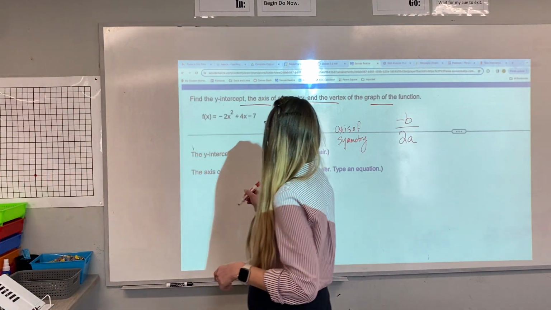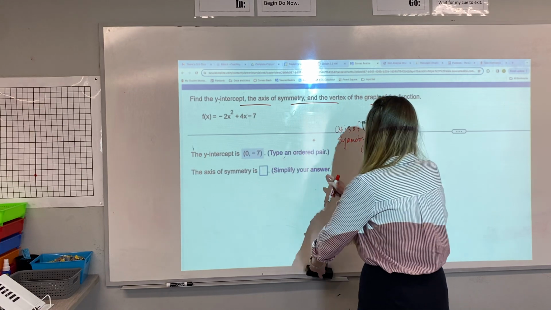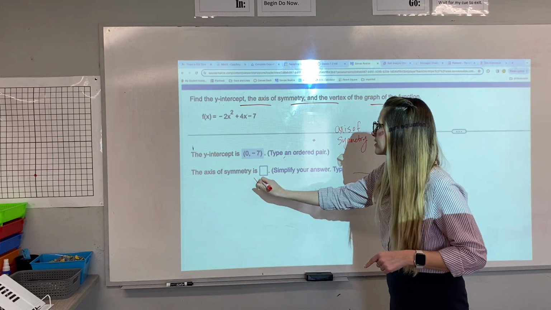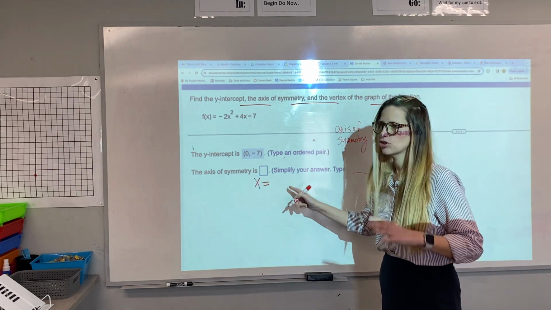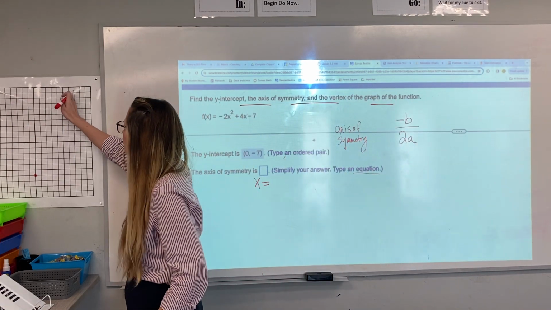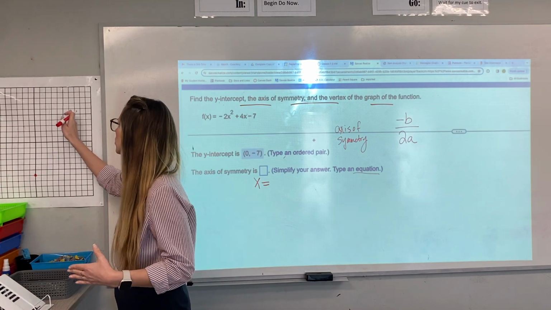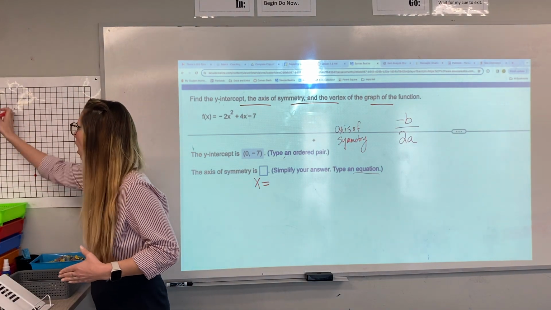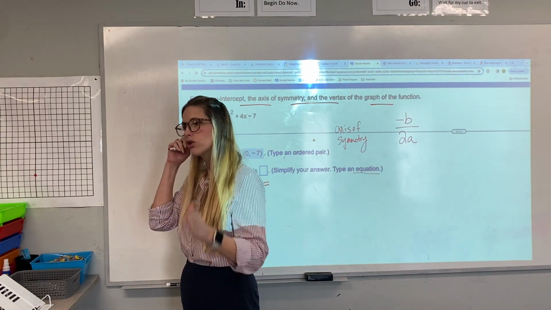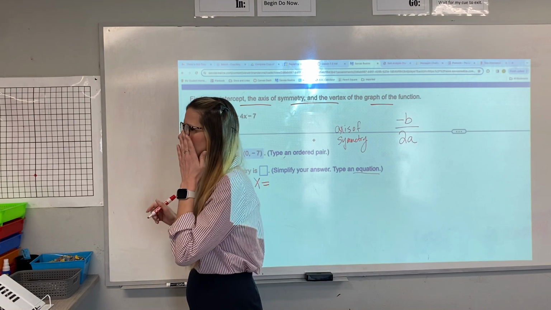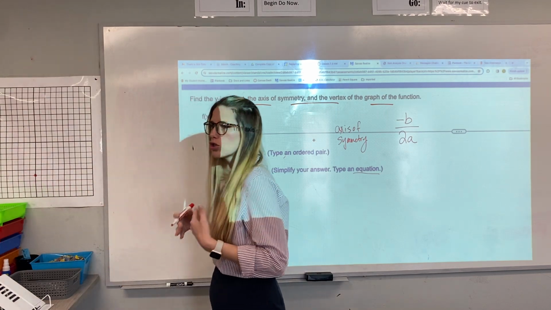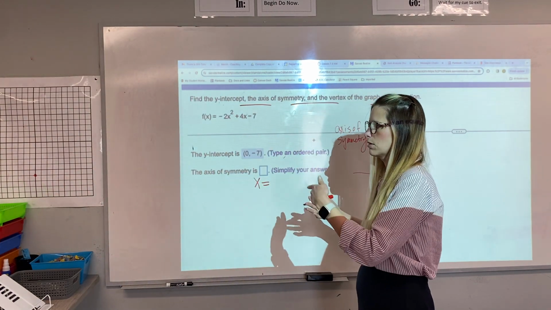When it's asking for the axis of symmetry, it is asking you to type an equation. That equation is going to be x equals something, just one number, because an axis of symmetry is an imaginary vertical line, somewhere on your x-axis, that cuts through the parabola, cuts it in half, and goes through the vertex. Axis of symmetry is somewhere on the x-axis, so the equation is simply going to be x equals whatever that x value is.